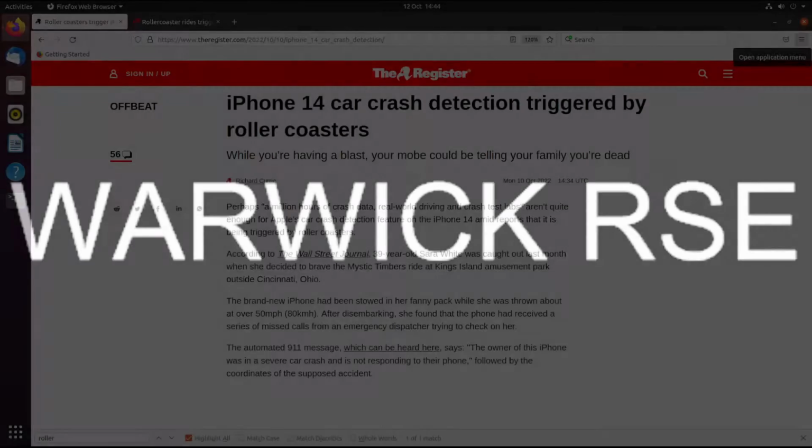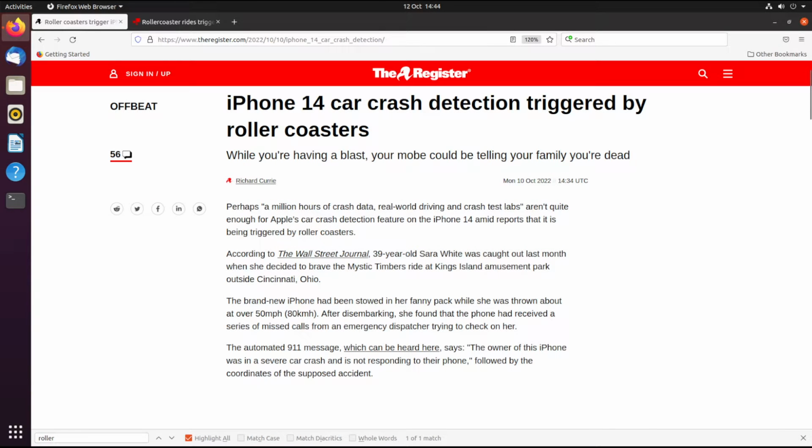This week it's kind of jumping off something I just spotted in the news that I thought was quite interesting and had quite a few parallels with general software development, which is the thing where some people have been finding that their iPhones have been telling their family they're dead.